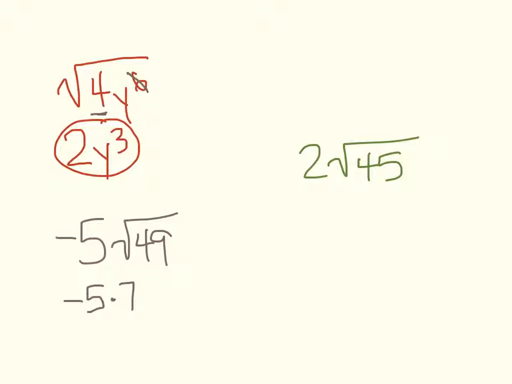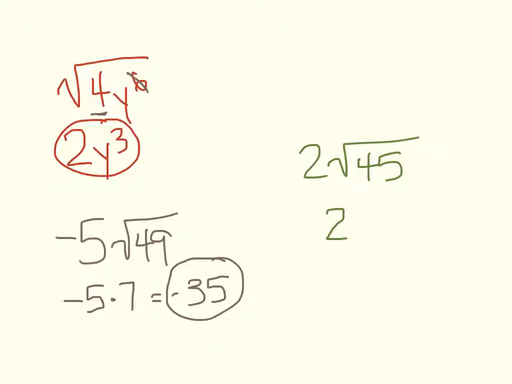So this is negative 5 times 7. Now we can do that, and it equals negative 35. So this one has an actual answer. Sometimes they will, sometimes they won't. The next one I have is 2 radical 45. So we're going to have to bring down the 2.